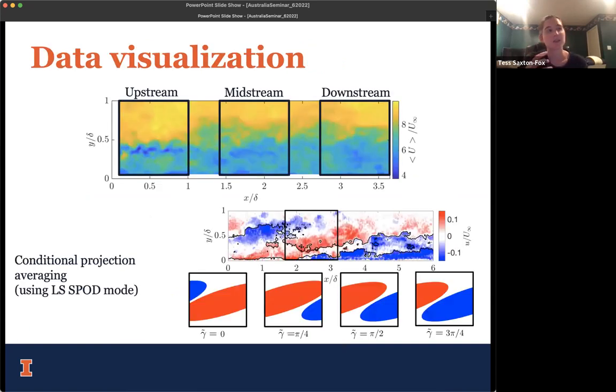For this case, because we have such a strong change of the behavior as we go farther downstream of the cylinder, I'm going to separately show you results upstream, midstream, and downstream. We actually do the conditional projection averaging using the whole field. I'm just going to show you the results separately because then I can tune the color bars to let you see what's happening in each region, because there's significant decay as a function of X. So I'll show you each of these regions on their own.